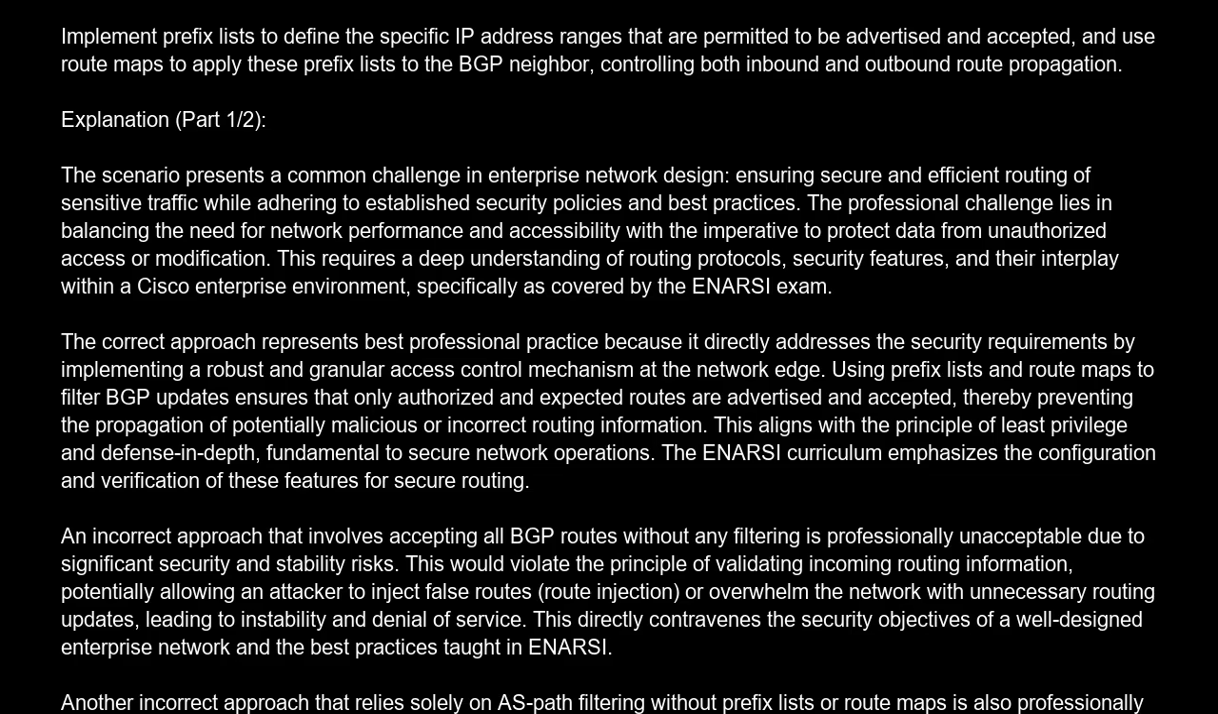The correct answer is B. Implement prefix lists to define the specific IP address ranges that are permitted to be advertised and accepted, and use route maps to apply these prefix lists to the BGP neighbor, controlling both inbound and outbound route propagation.